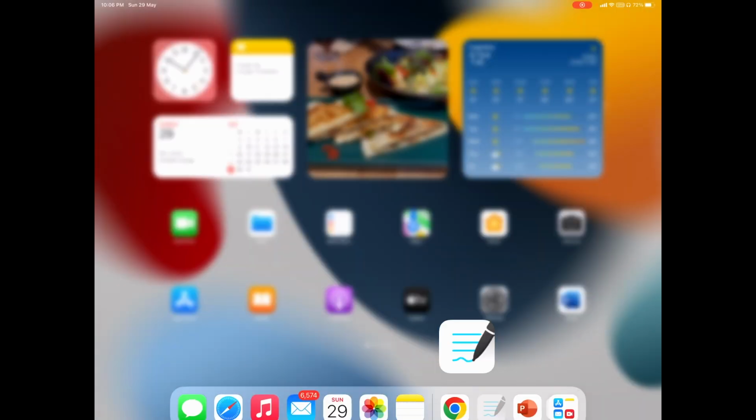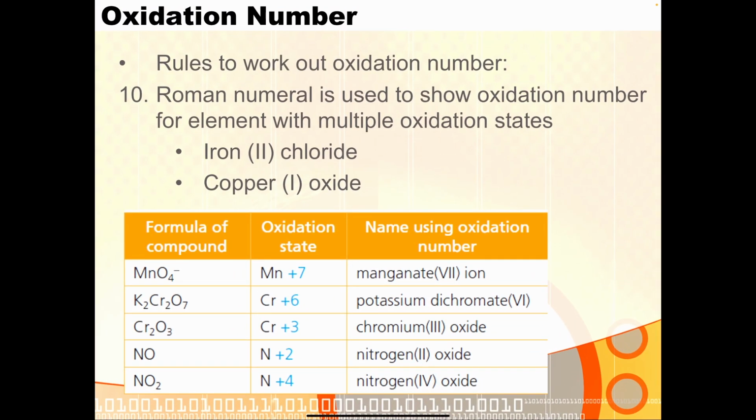So we now know that chromium has an oxidation state of plus 6. So that's how we can find out the oxidation state of different compounds. I hope this is clear to you.